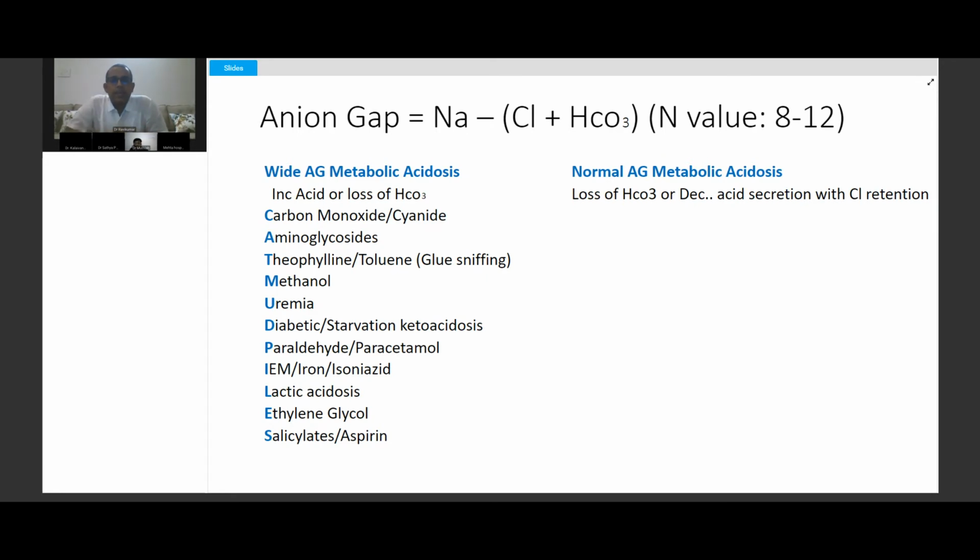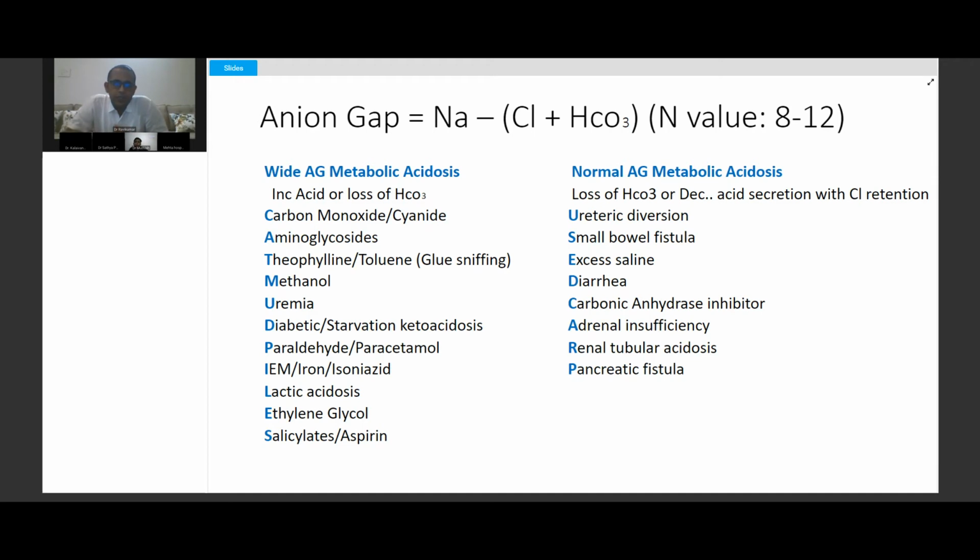In normal anion gap metabolic acidosis, the major cause is either an increase in serum chloride or a relative decrease in serum sodium. Whenever you have an anion gap, we need to do a corrected anion gap. That is whatever anion gap you get, you add a correction for the serum albumin. Albumin is also a weak ion which is unmeasured.